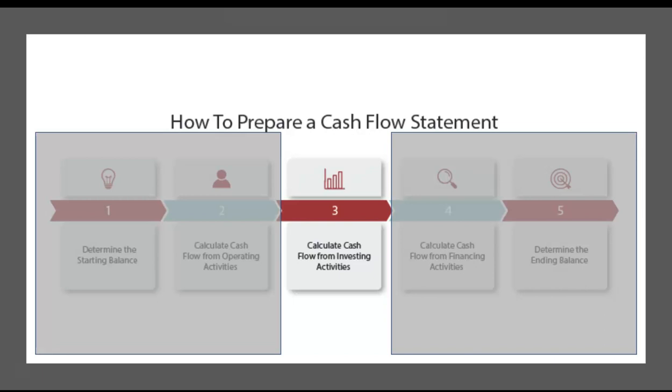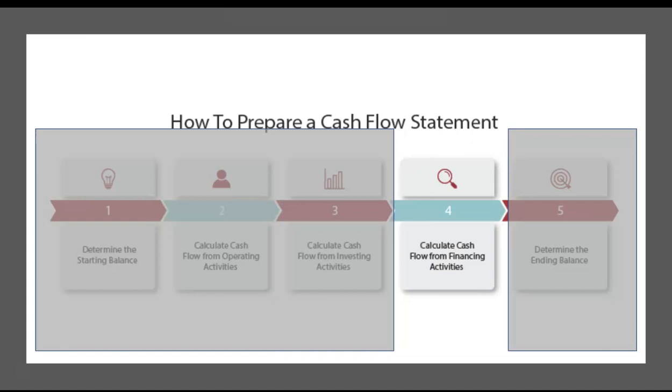Third, calculate cash flow from investing activities. After calculating cash flows from operating activities, you need to calculate cash flows from investing activities. This section of the cash flow statement details cash flows related to the buying and selling of long-term assets like property, facilities, and equipment. Keep in mind that this section only includes investing activities involving free cash, not debt.